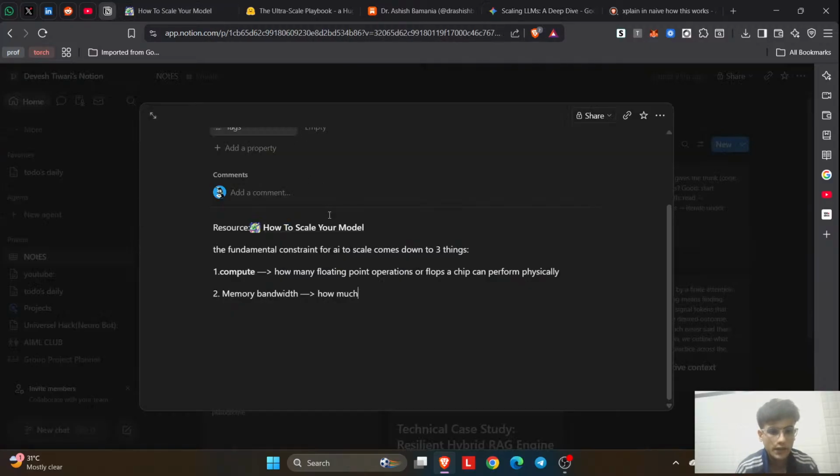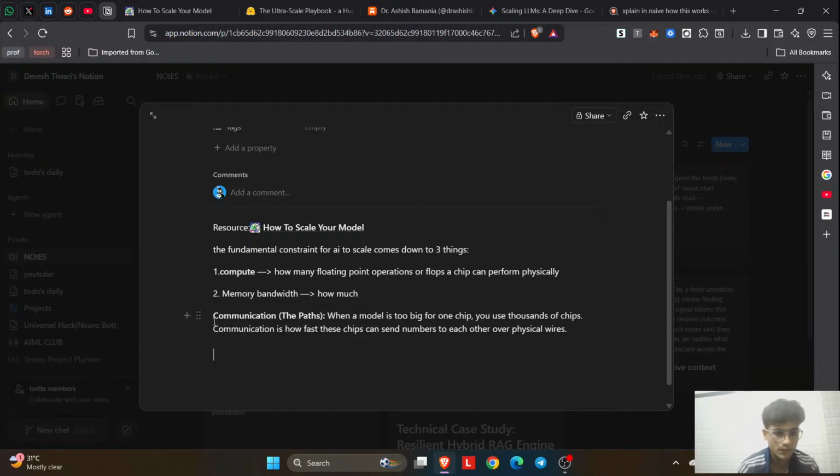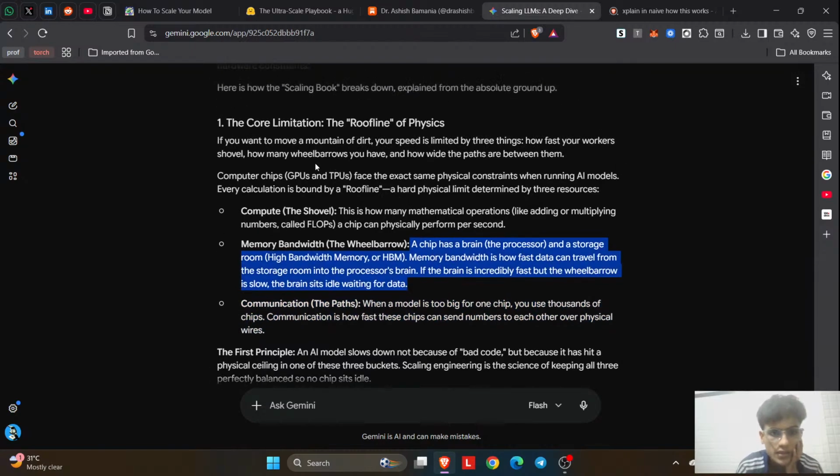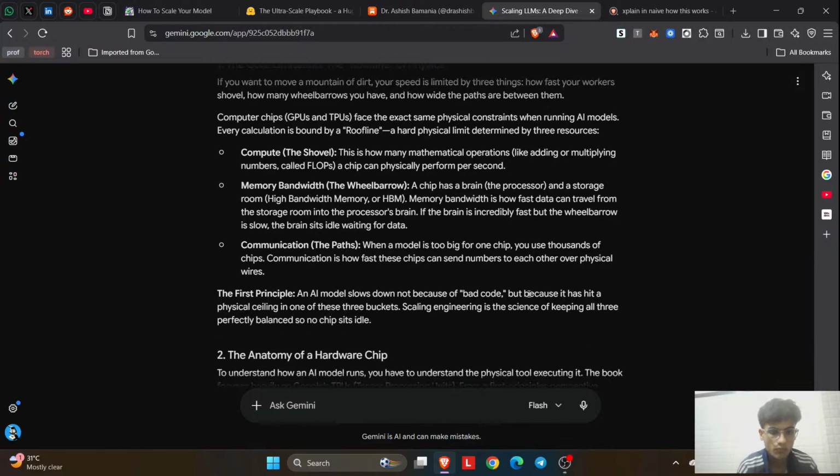I can just copy it, right? The same thing. I think writing in my own words is better. The memory bandwidth I didn't understand as well, but okay. What was this example? How many wheelbarrows you have? So basically, how much of a thing you can transfer, how fast.